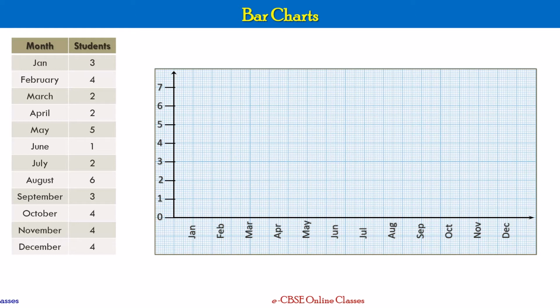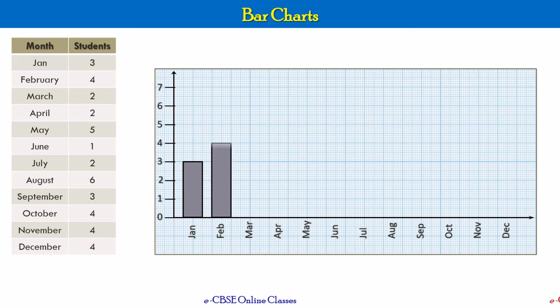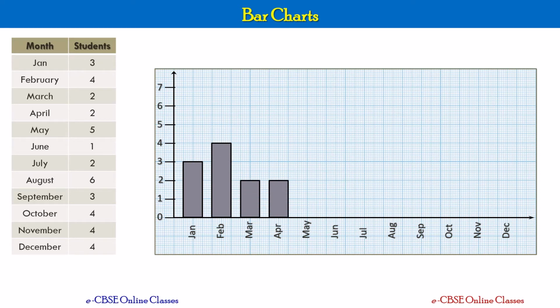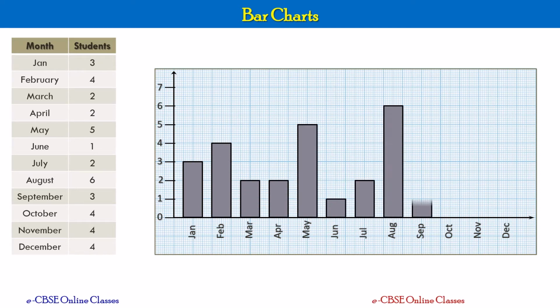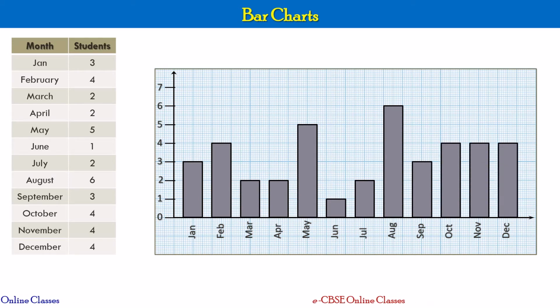Since my maximum frequency value in the column number 2 is 6, 7 is sufficient here. Now I will slowly start constructing bars for each month one by one. For January, the number of students is 3. So I'll construct a rectangle at January with a height of 3. Similarly, for February, it is 4. So the height will be 4. March, it is 2. And continue the process until December. So this is essentially how a bar chart will look like.